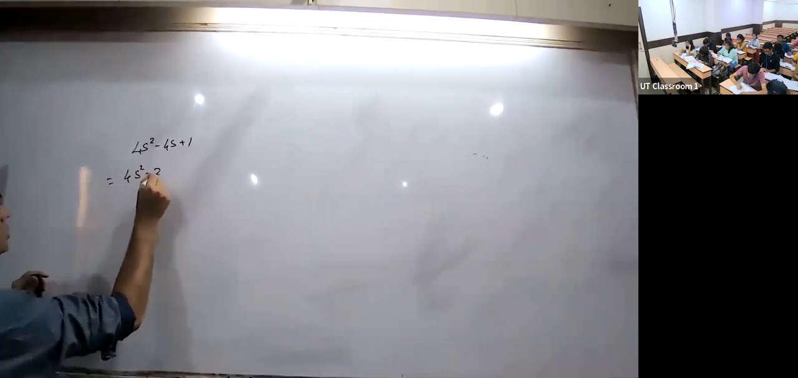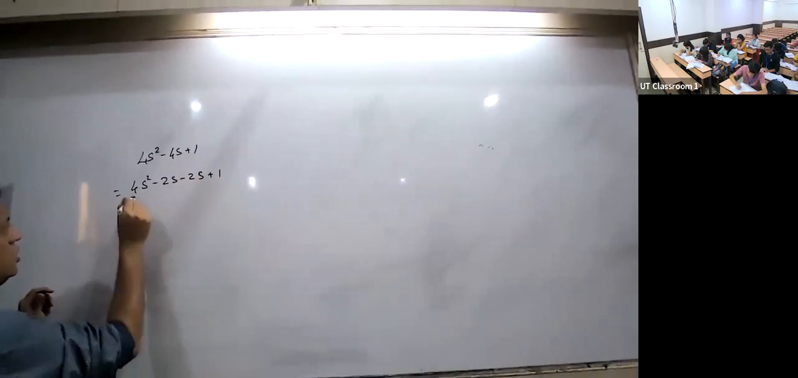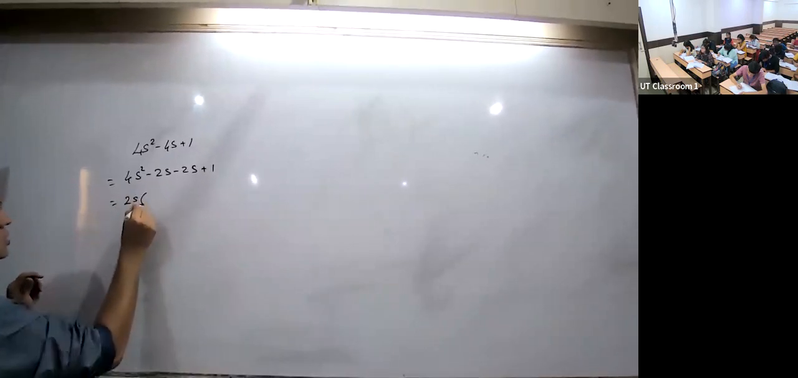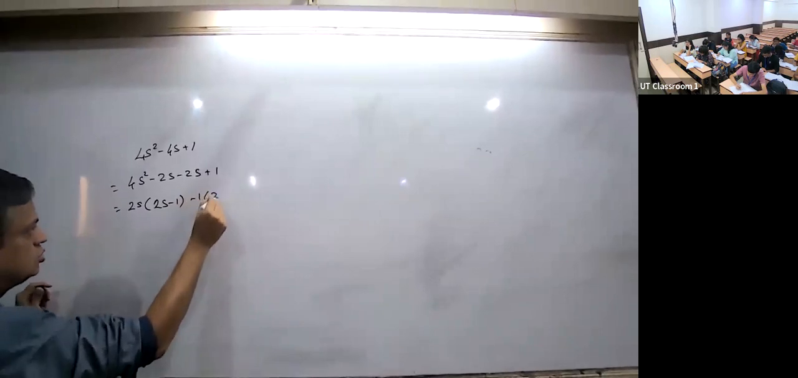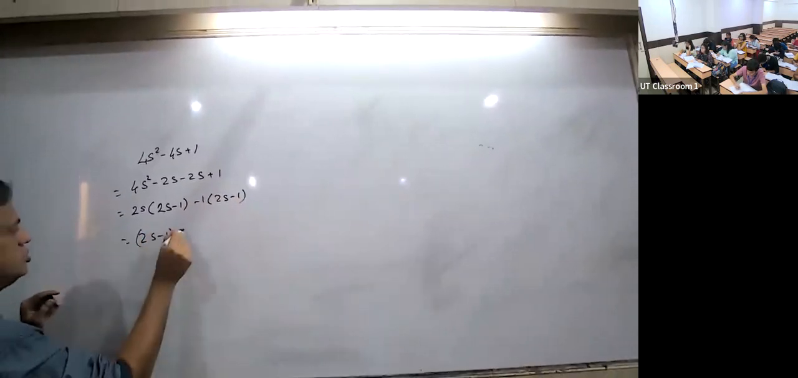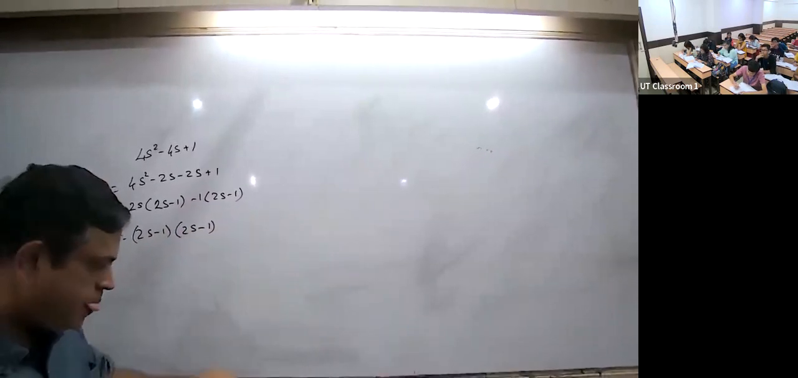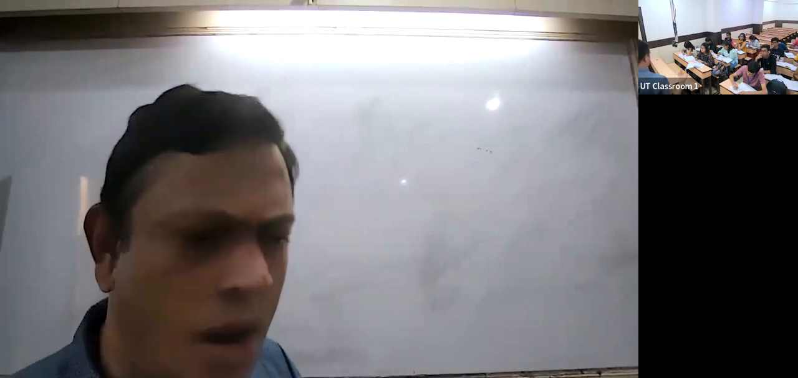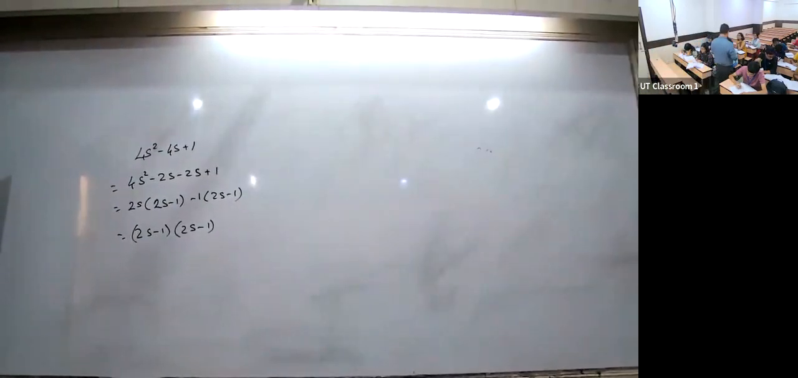4s square minus 4s plus 1. So you can take common. What is common? 2s. What is left out? 2s minus 1. Minus 1 into 2s minus 1. That is 2s minus 1 times 2s minus 1. Is it so complicated? Yes or no? Check the step.